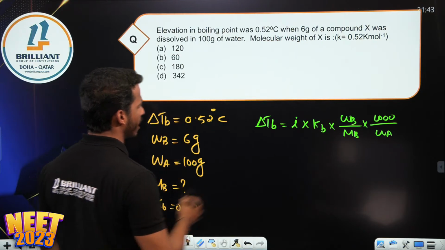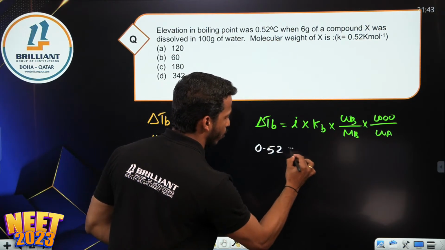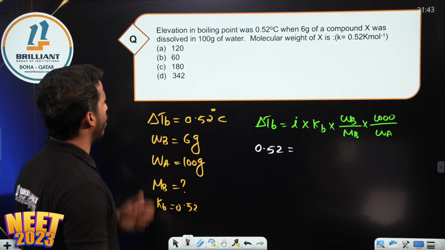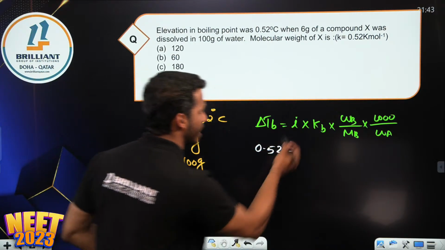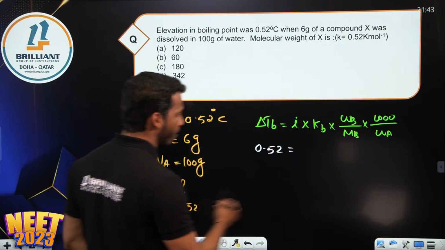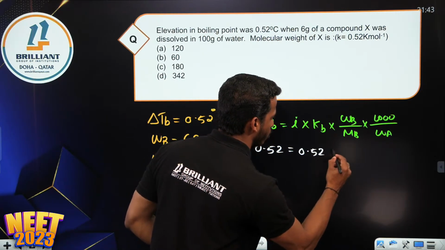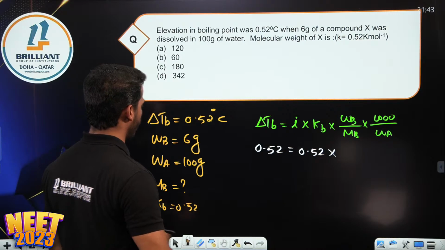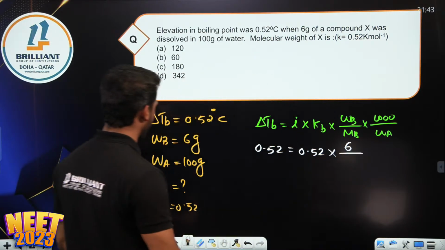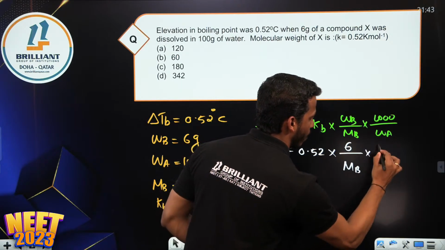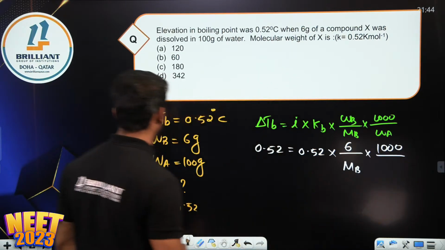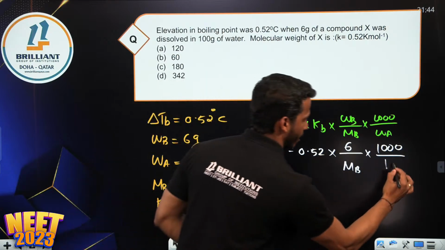Delta TB is already given, 0.52. What is the i value? Elevation in boiling point of a solute, they did not mention which is the solute. In such cases the i value you can take as 1. And KB value is given, 0.52, into WB. Weight of solute is 6 gram. Molecular mass is supposed to be calculated, and 1000 divided by weight of solvent, which is 100 gram.